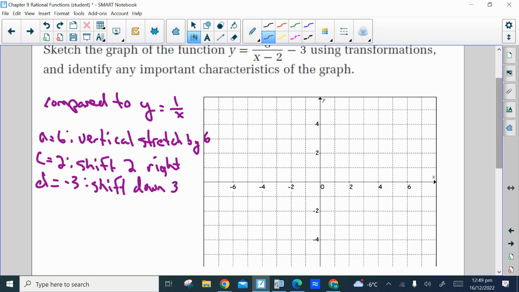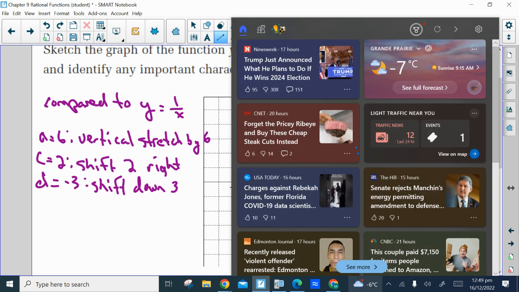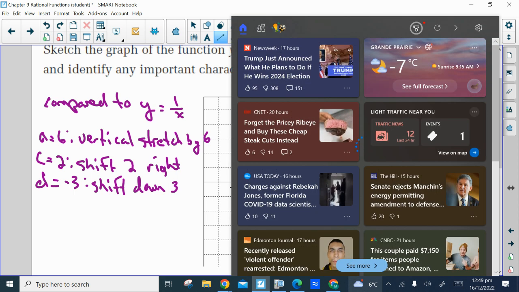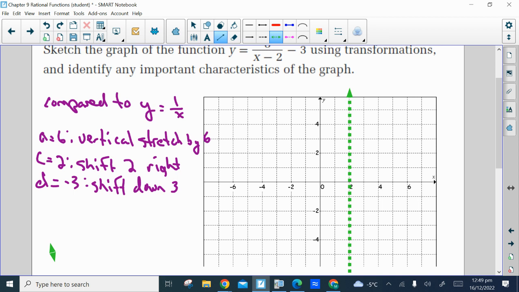So this will change our asymptotes. If the whole graph shifts 2 to the right, instead of having the y-axis as an asymptote, that asymptote will go 2 to the right, to the line x equals 2. And also, instead of having the x-axis as an asymptote, this goes down 3 units. So instead of the line y equals 0, it becomes the line y equals negative 3.